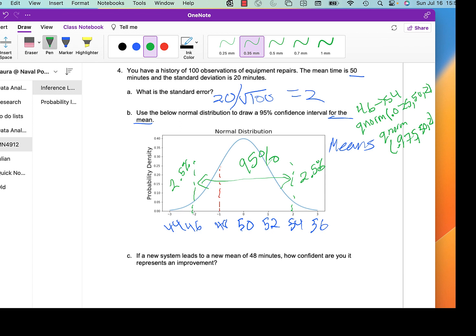I wrote down the wrong numbers here. One moment.